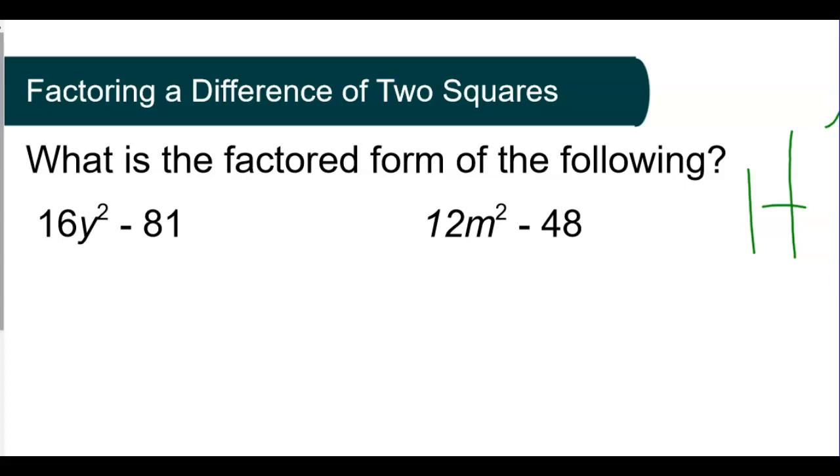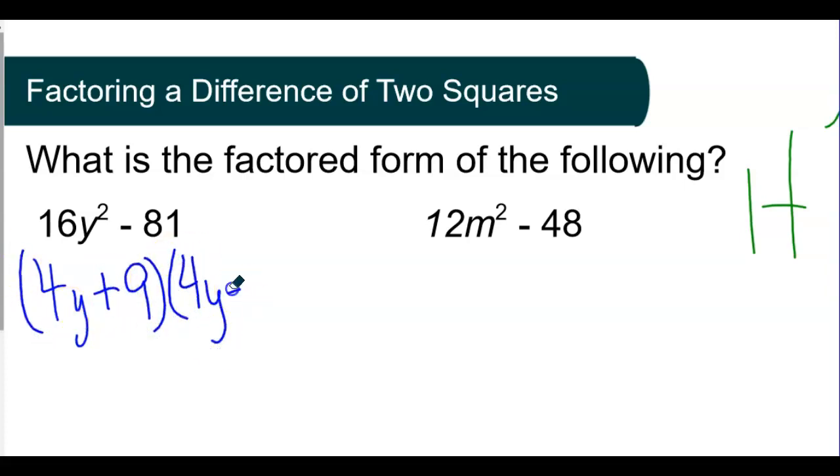All right, first one here, 16y squared minus 81. I've got two perfect squares here, so I've got 16y squared. The square root of that is going to be 4y. And then the square root of 81 is 9. So 4y plus 9, 4y minus 9.